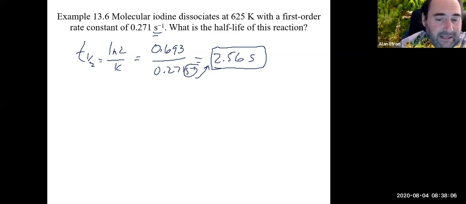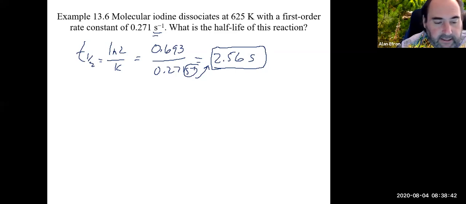That's pretty quick. That means pretty much every 2.5 seconds, half of this goes away. Within about 20 seconds, you probably have almost all of it gone. It goes very, very quickly in this reaction. Any questions on first order reactions? First order reactions are typically like a decomposition type reaction, where we have one reactant that's decomposing. That's usually your first order type of equations.